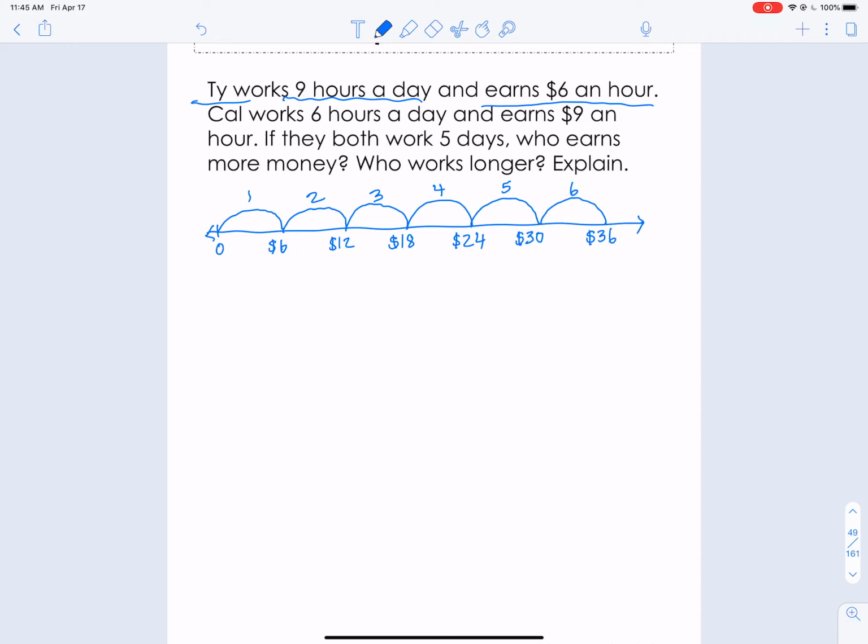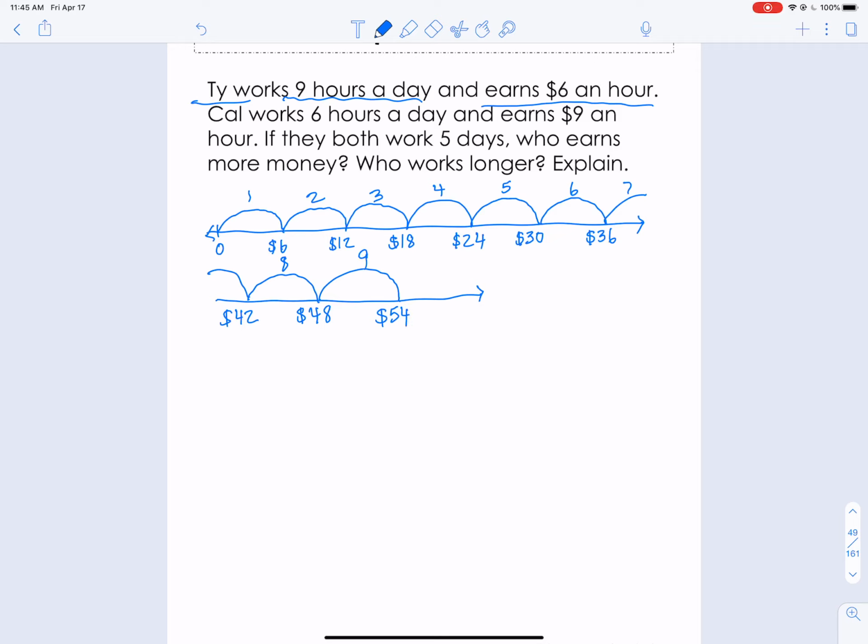I'm going to have to bring my number line down here. Now if I do another $6, I'm at $42 for 7 hours of work. Jump another $6. Now I'm at $48 for 8 hours of work, and another $6, and I land at $54 for 9 hours of work.